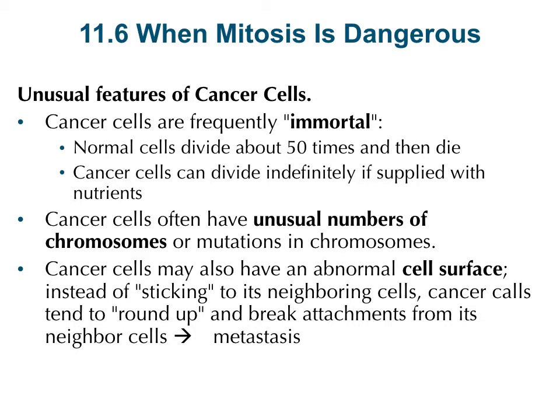Another thing that happens with cancer cells is that they often have problems with their cell surface. Instead of adhering to their neighboring cells, the cancer cells will tend to round up like those in the petri dish we did in the last section, and they can break away from the neighboring cells. And when they break away, they can seed elsewhere in the body, and then you have a metastasis.